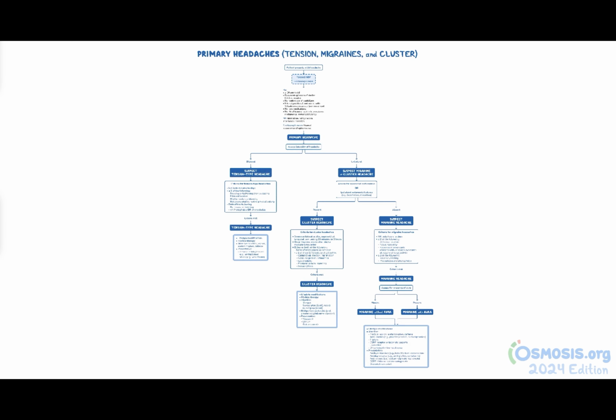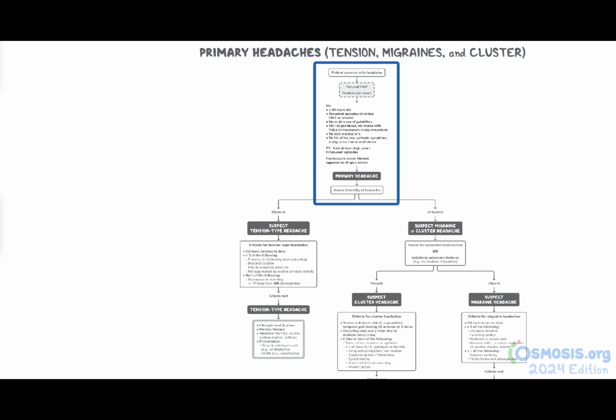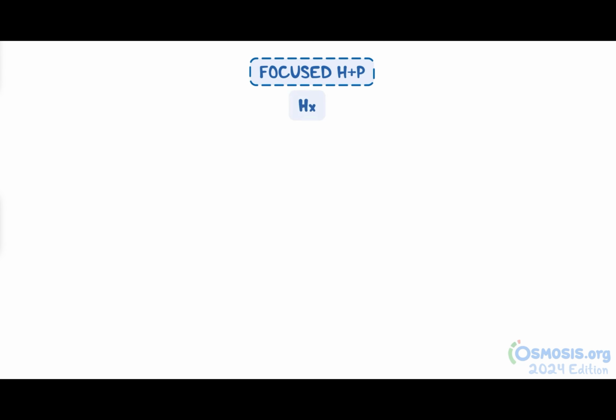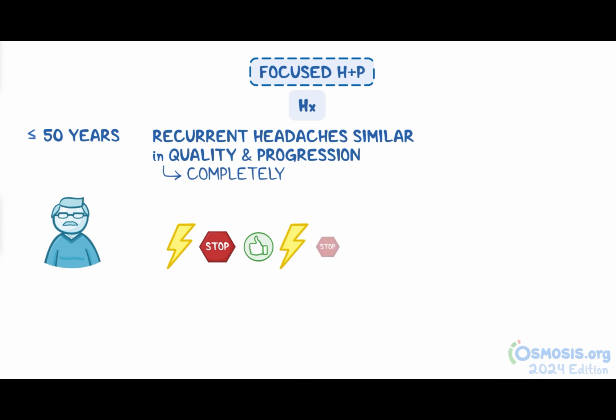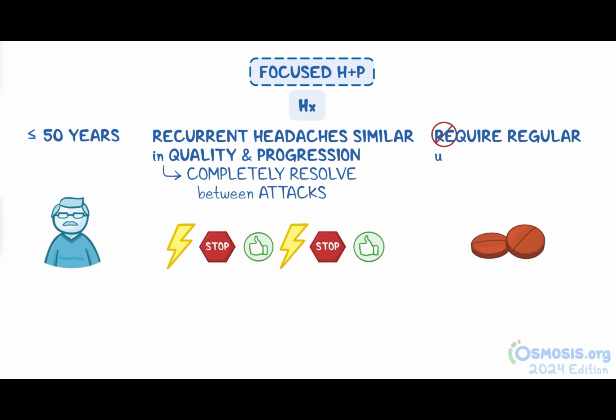Now, if a patient presents with a headache, you should first obtain a focused history and physical examination, including a fundoscopic exam. History typically reveals a patient younger than 50 years of age who reports episodes of recurrent headaches that are similar in quality and progression and completely resolve between attacks. They also report that the intensity of headaches doesn't require regular use of painkillers.